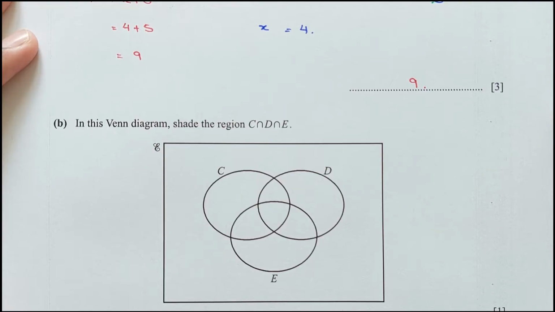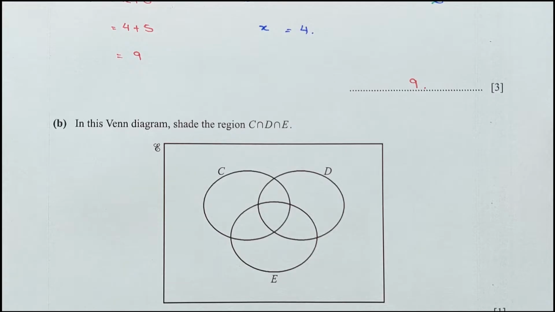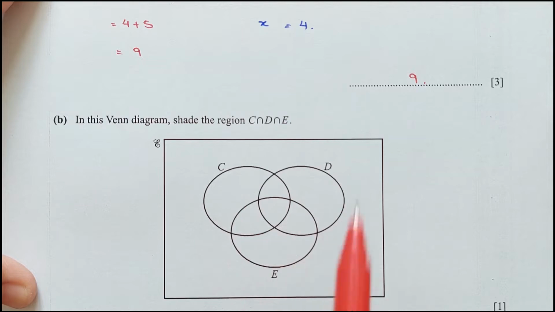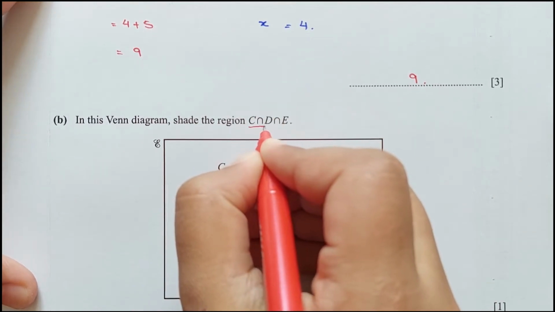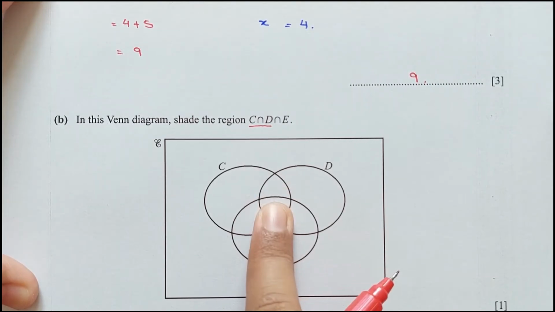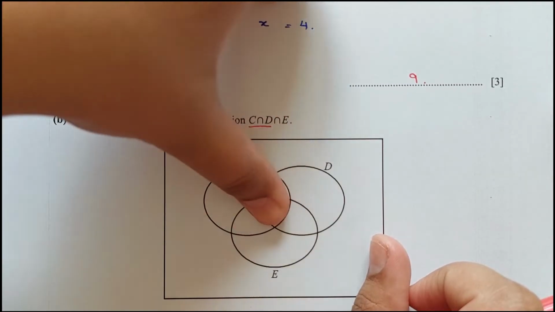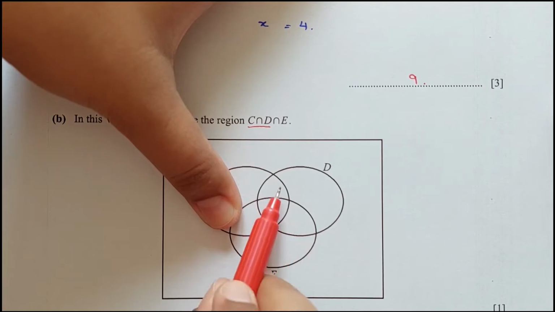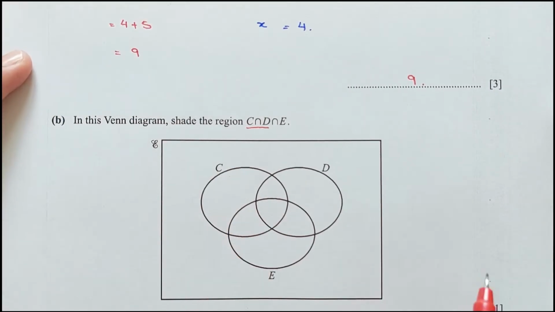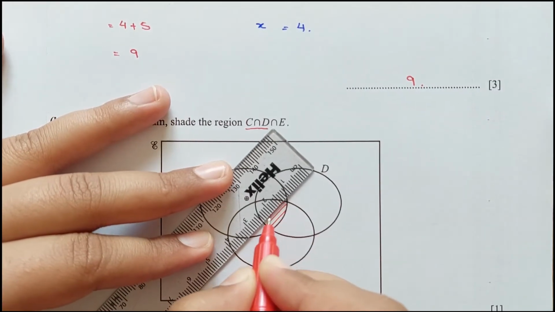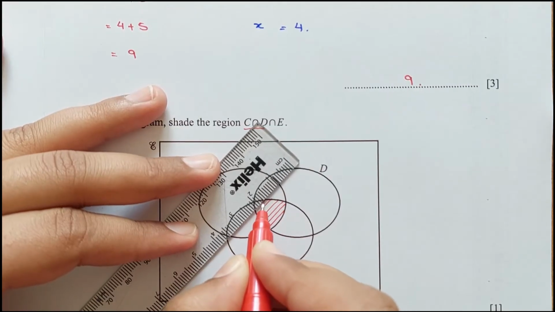Part B, in this Venn diagram, shade the region C intersection D intersection E. All right. So the intersection of all three. This is C and this is D. First, let me solve what is C intersection D. C and D, their intersecting region is this, right? And then this region is going to intersect with the E, this E. Right, this region and this E. So the main one is just this one, the middle one. The intersection of all the three sets. That is pretty easy.